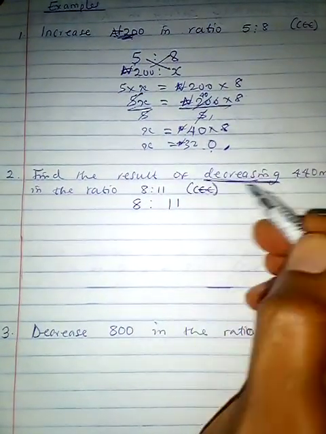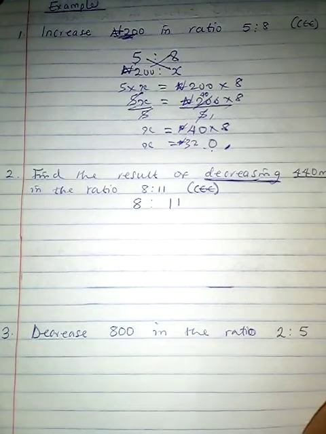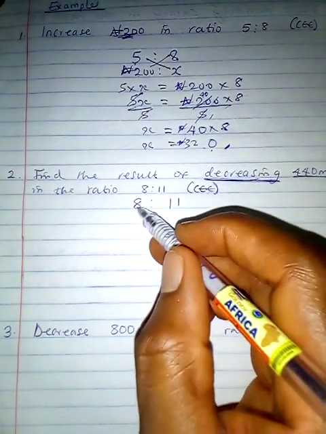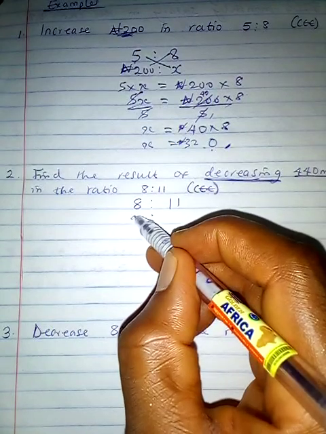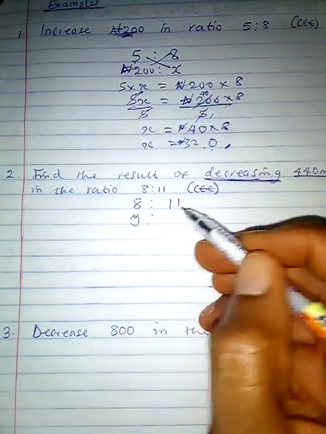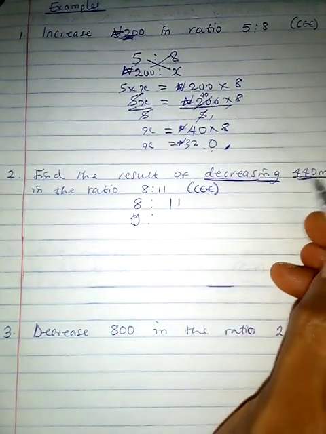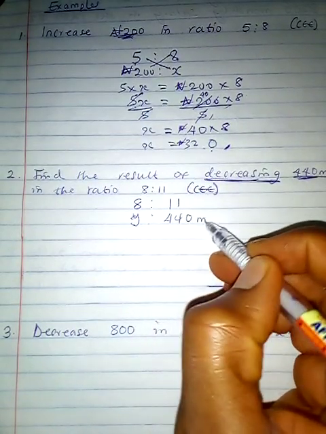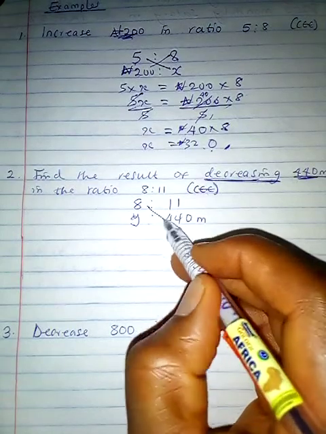If you are decreasing, that means that the value given here is a higher value, which is to be decreased. So the value of this smaller ratio is not known, which you can put y or any other value. That means that this quantity given here is a higher ratio to be decreased. Now let us find the value of y.